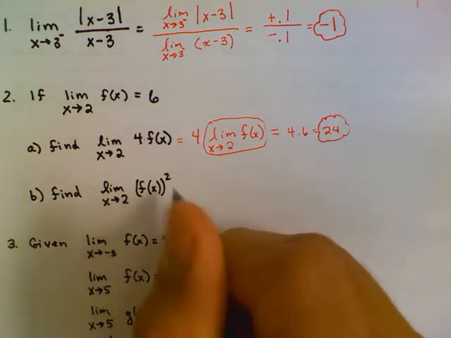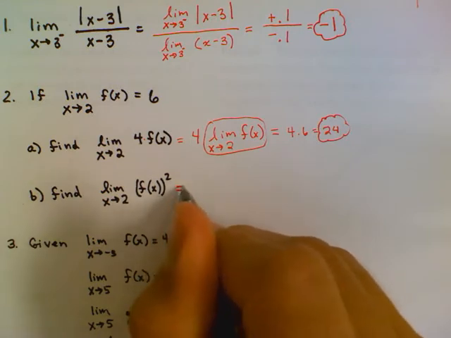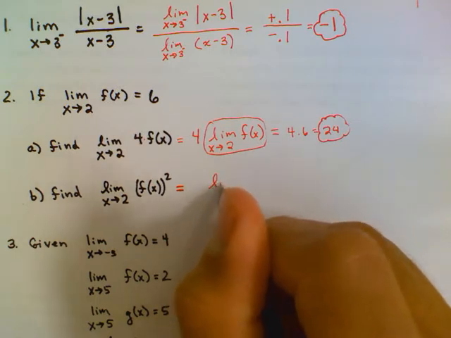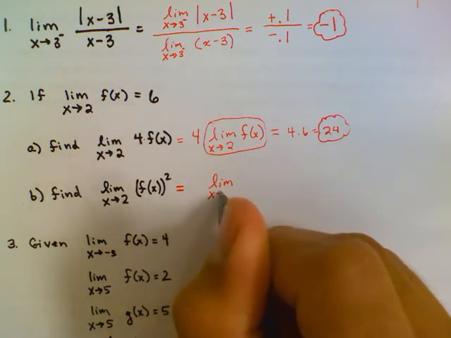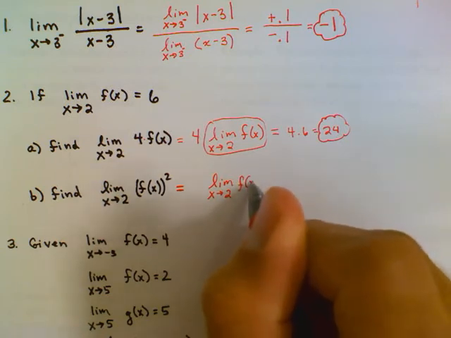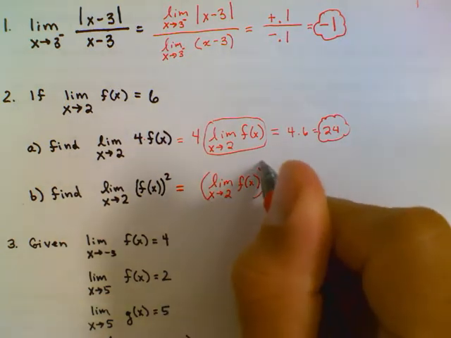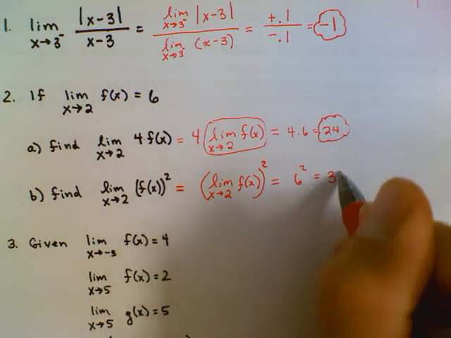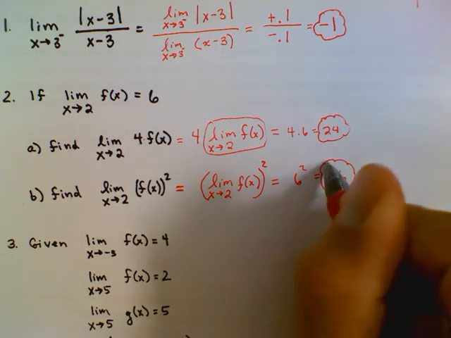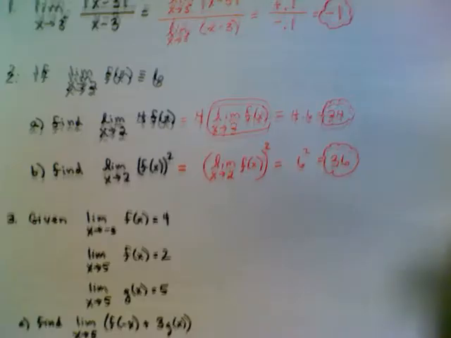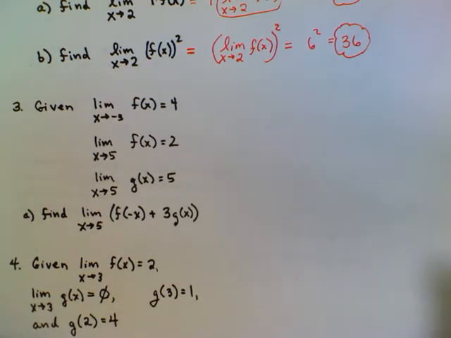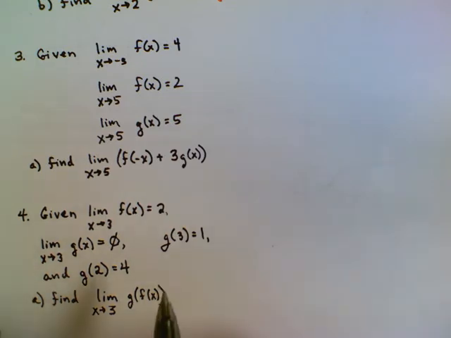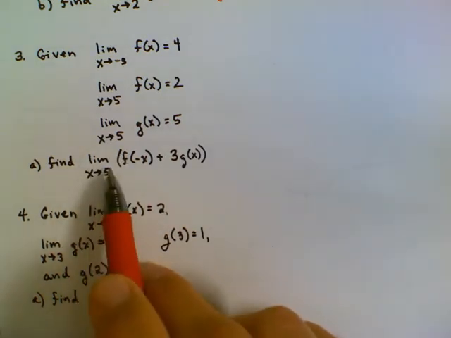The next problem is hidden. It is a composition, okay? So this is actually the limit. I want you to think of it as the limit as x goes to 2 of the function, and then you're going to square it. So it's basically 6 squared, or 36. All right. Why don't you try the next one on your own? Pause the video there. Give this a try.